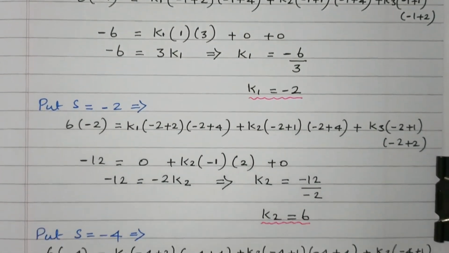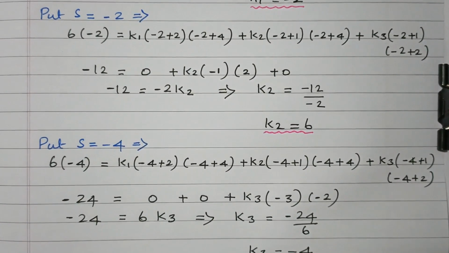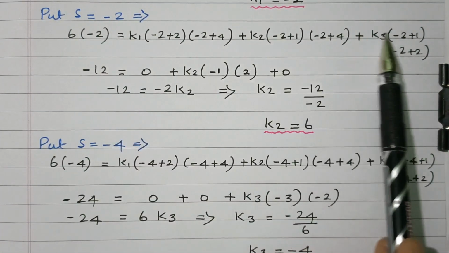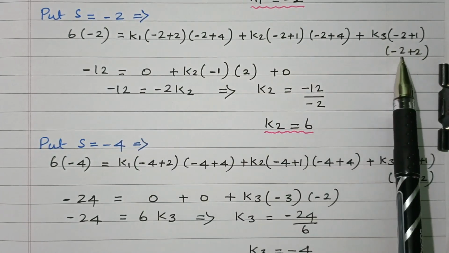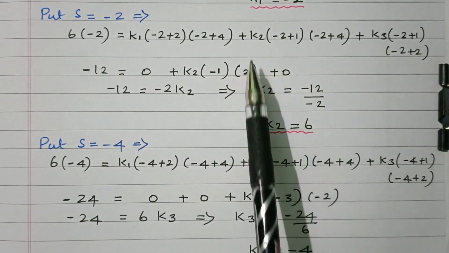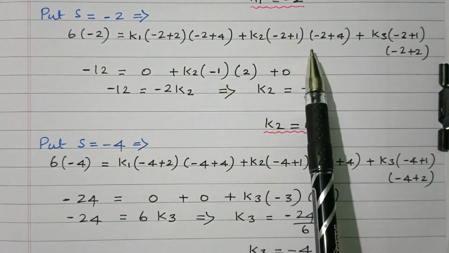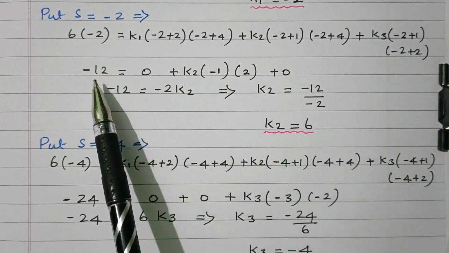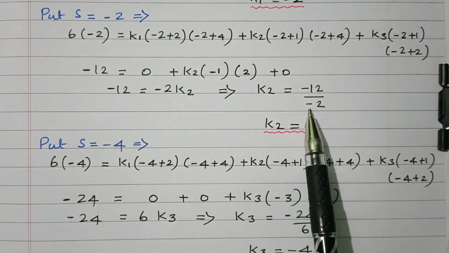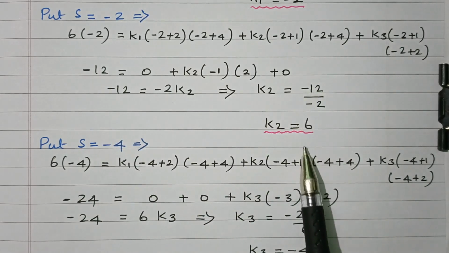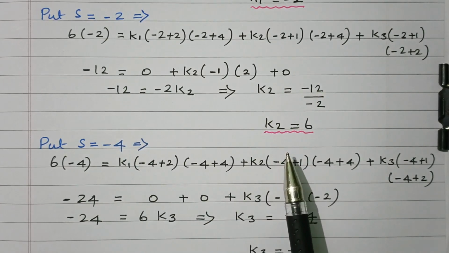Now substitute s equal to minus 2, so that we are able to find the next value. So s equal to minus 2 is substituted here. See here minus 2 plus 2 cancel. It becomes 0. Here also minus 2 plus 2. This term becomes 0. Only k2 is available. k2 into minus 1 plus minus 2 plus 1 means minus 1. Minus 1 plus 4 means 2. Right. So minus 12 equal to minus 2 k2. So k2 equal to minus 12 by minus 2. The 2 negatives cancel. k2 equal to 6. Now we calculated the k2 value.